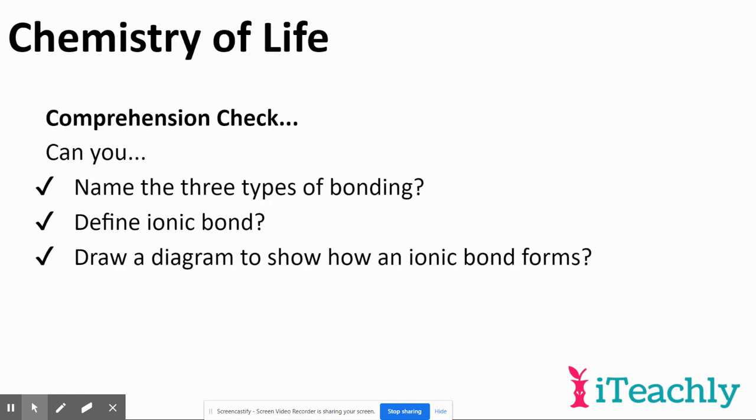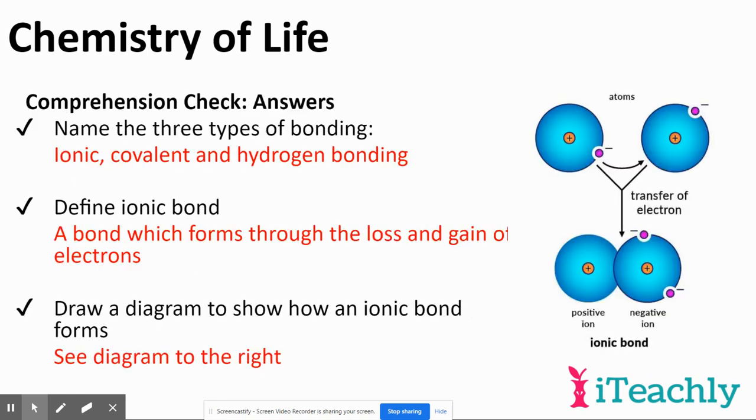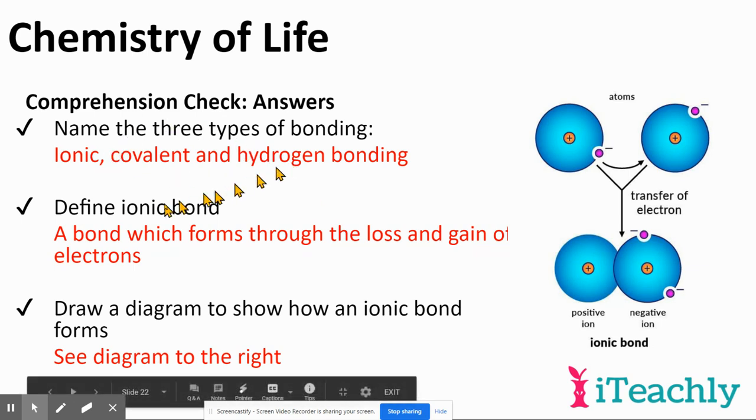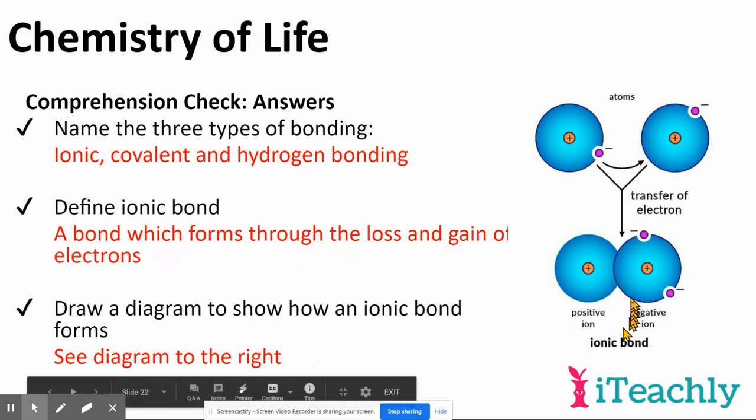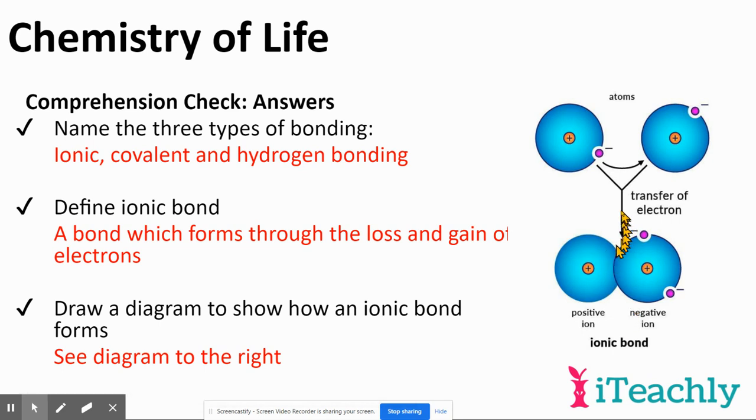Okay, so here's a comprehension check. Three types of bonding: define ionic bond and draw a diagram to show how an ionic bond forms. The 3 types of bonding are ionic, which we just went over, covalent, and hydrogen bonding. An ionic bond is a bond which forms through the loss and gain of an electron. And then this is an example of that, right? So they're actually transferring an electron over to here. So now this one has 2 electrons, this one has no electron.